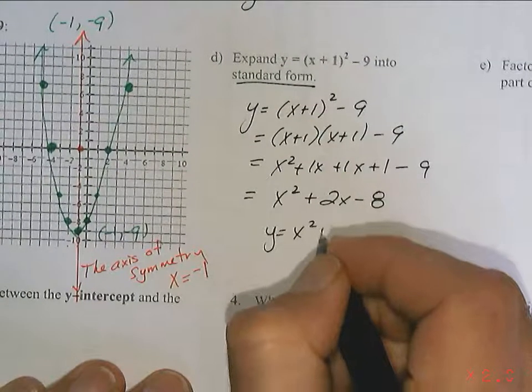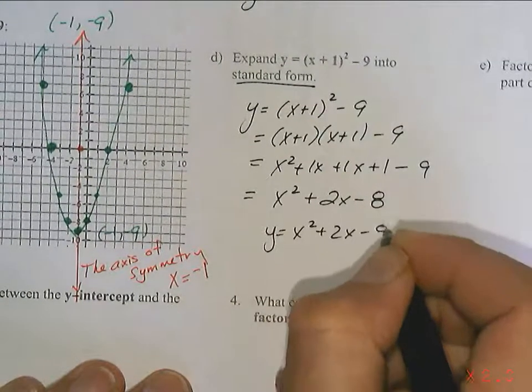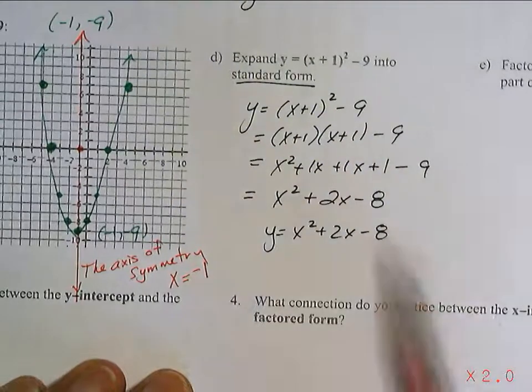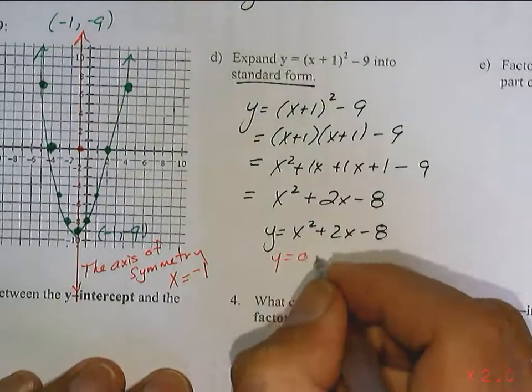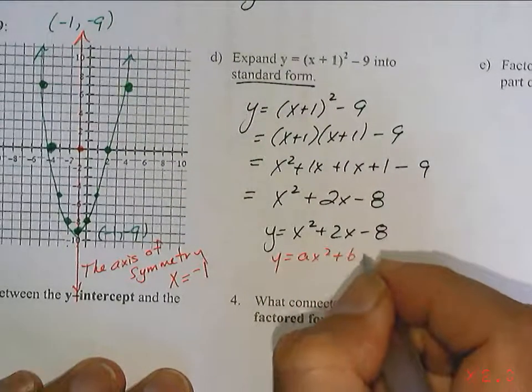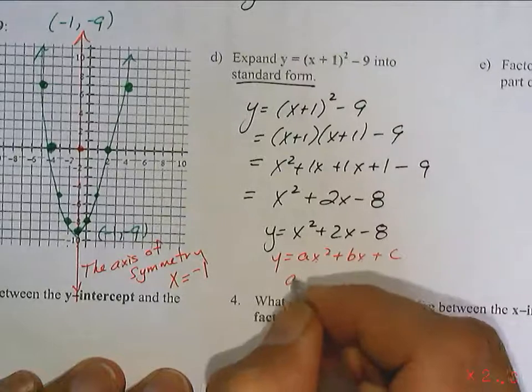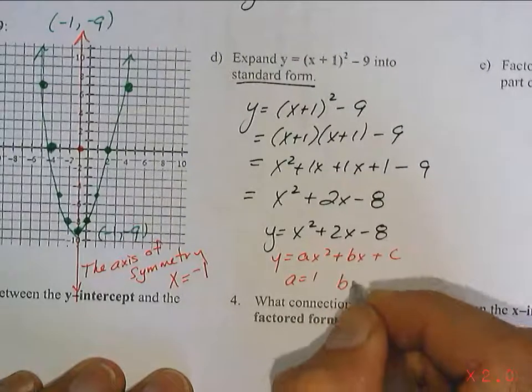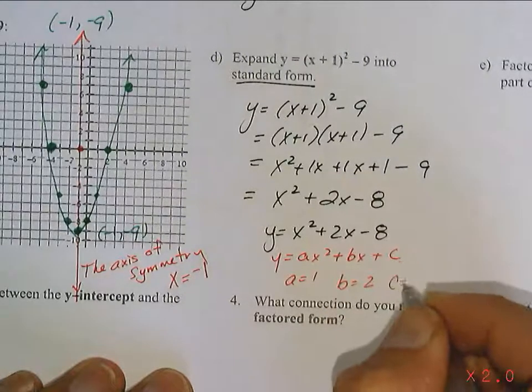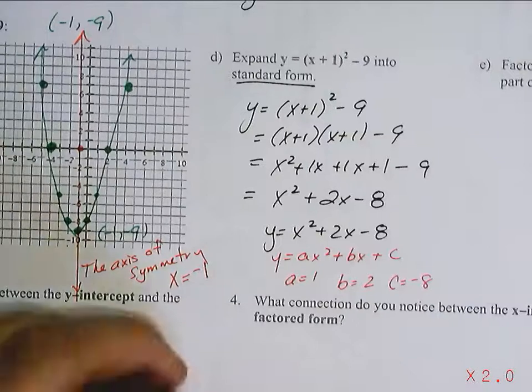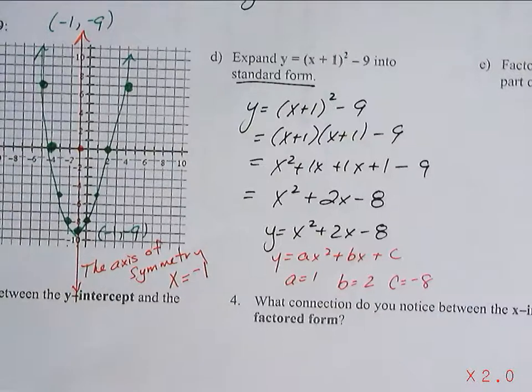Oh, by the way, it's in standard form, which means it's in this form, right? y equals ax squared plus bx plus c, which means a equals 1, b equals 2, and in this case, c equals -8. We understand that, right? We can pull those numbers off of there when we need them.